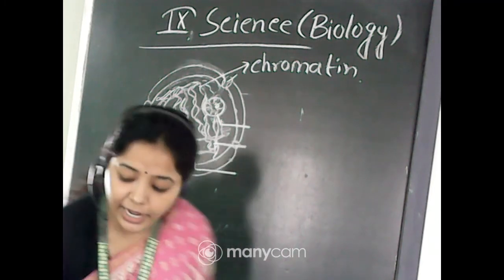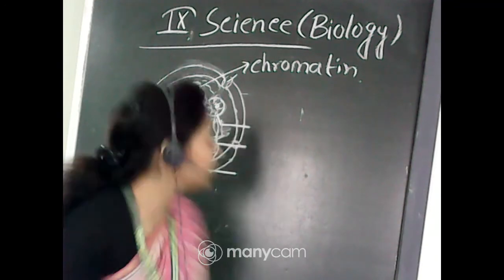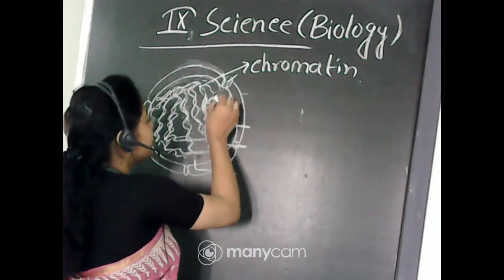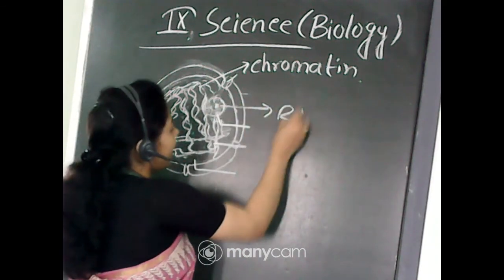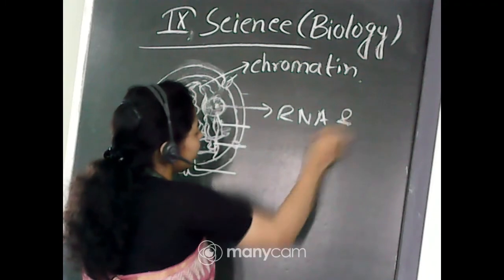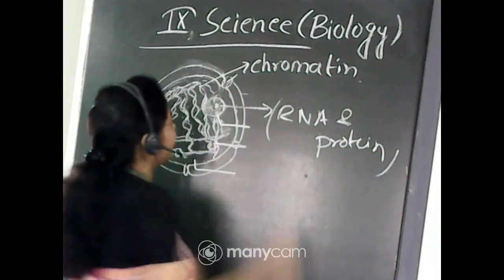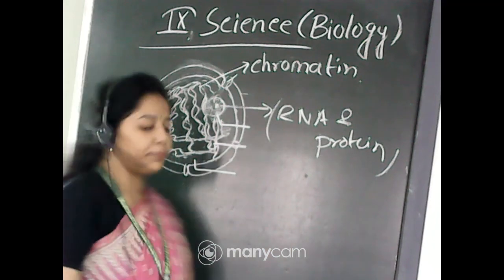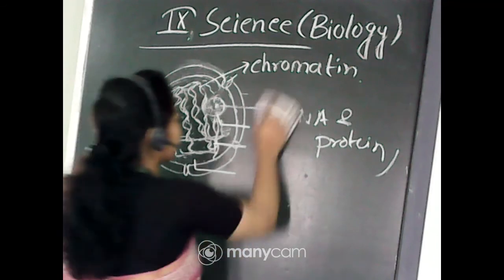Yes, RNA is present in the nucleolus part. I have told you about the nucleolus now. In the nucleolus, RNA and protein are present. So under the nucleolus, RNA and protein are present. Okay. Roshni, you have got this answer.